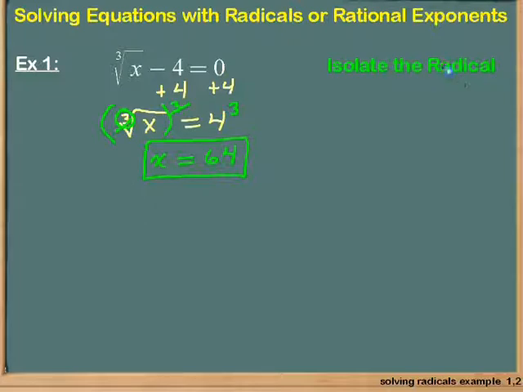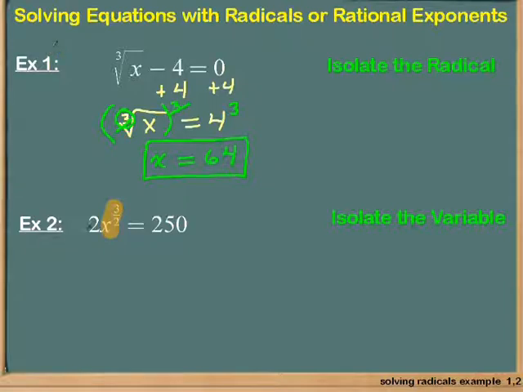All right, let's move on to example 2. In this particular problem, I don't have a radical, but I do have a rational exponent. And I have to get that by itself. So just like the radical, I have to isolate the variable. How am I going to do that? I'm going to get rid of that 2 that's multiplying by dividing. And when I do that, I am left with x to the 3 halves equals 125.